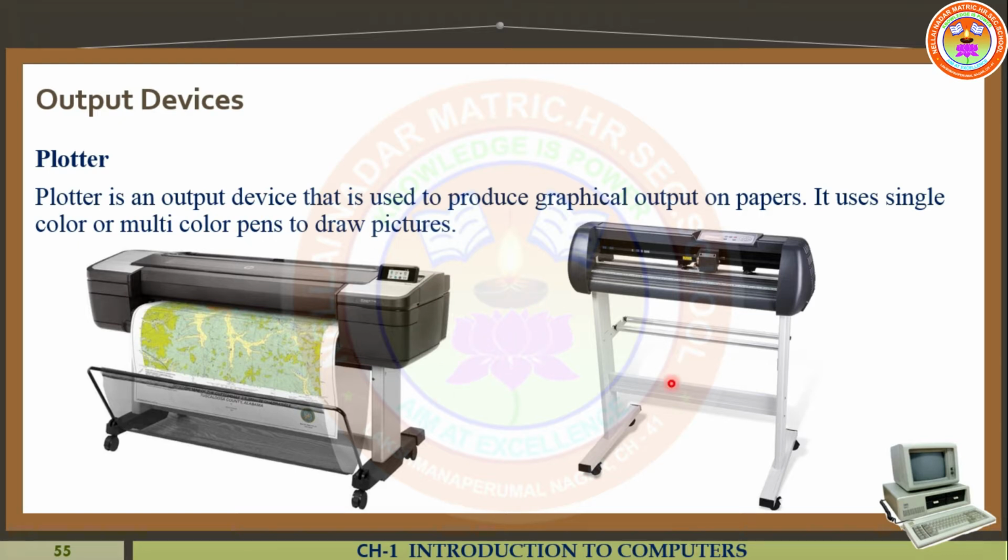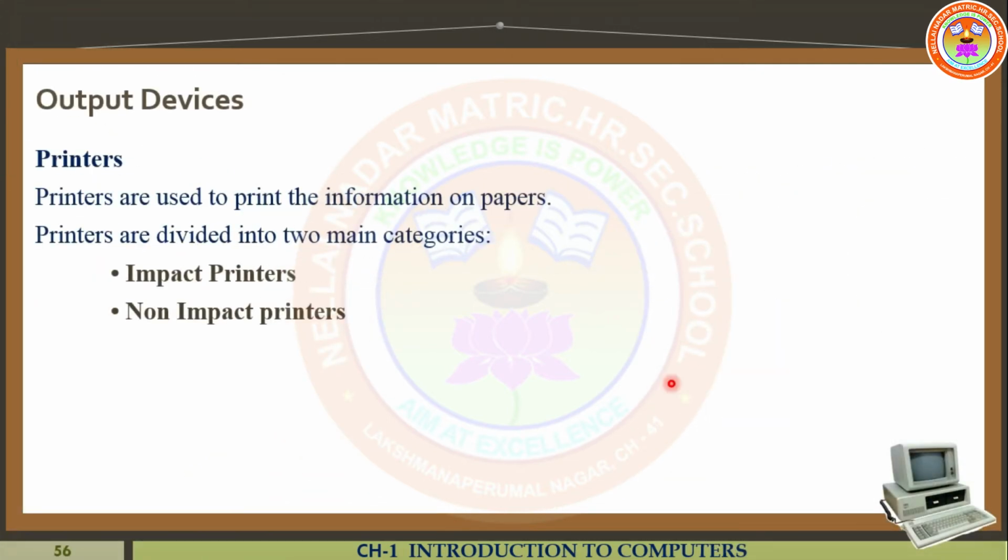Then another important output device is the printer. You all are aware of what printers are. Printers are generally used to print information on paper. Printers are divided into two main categories: number one, impact printers; number two, non-impact printers. What are these two types of printers? We'll see one by one.